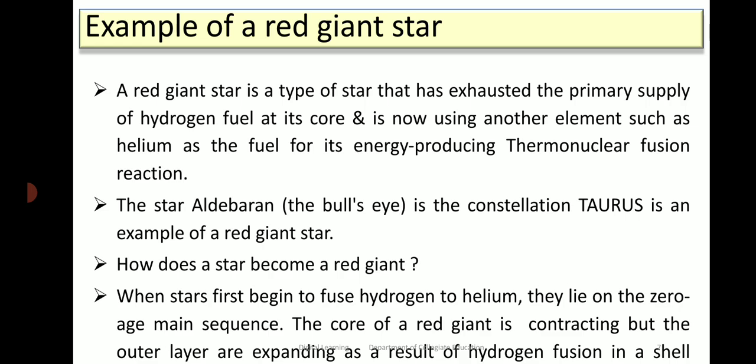How does a star become a red giant? See, when stars first begin to fuse hydrogen to helium, they lie on the zero age main sequence. The core of a red giant is contracting, but the outer layers are expanding as a result of hydrogen fusion in a shell.